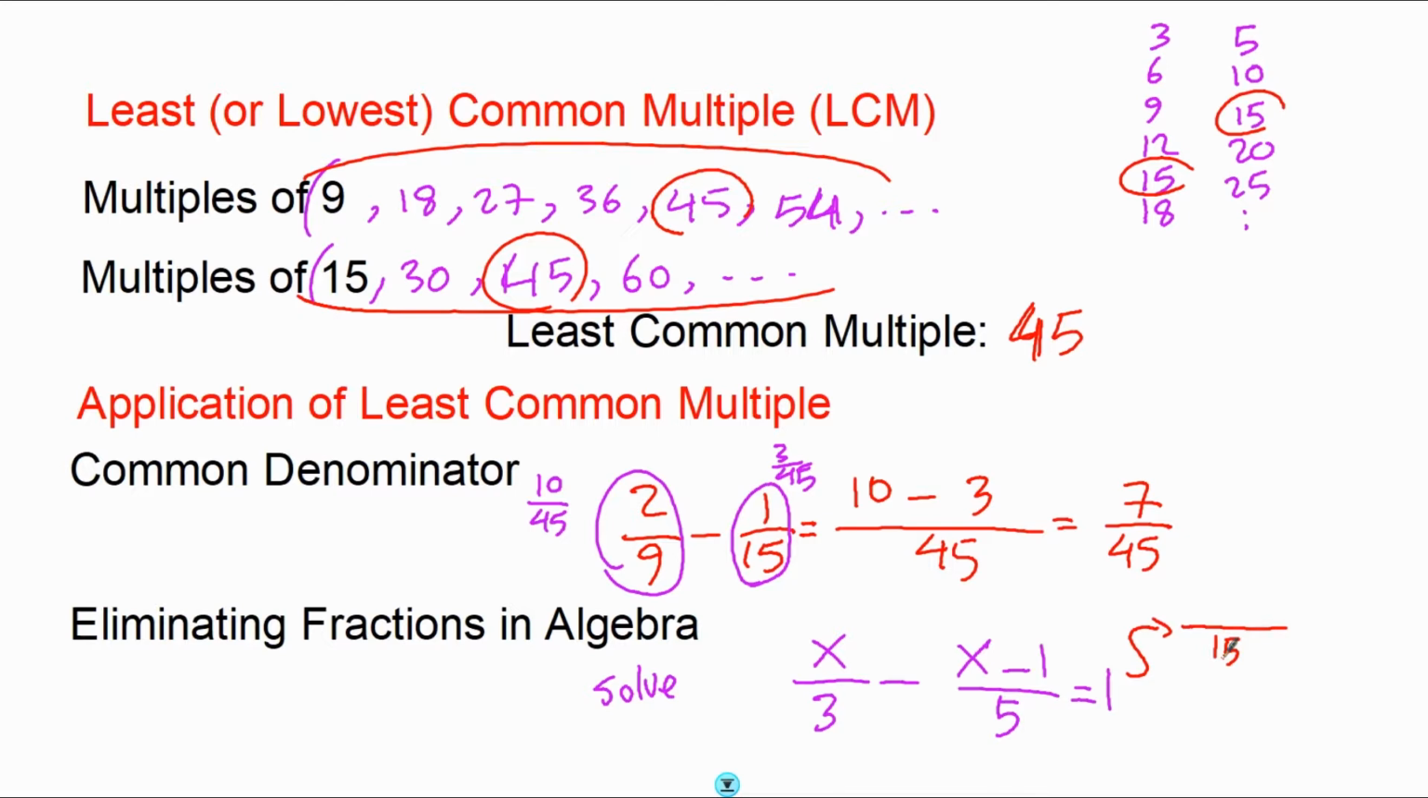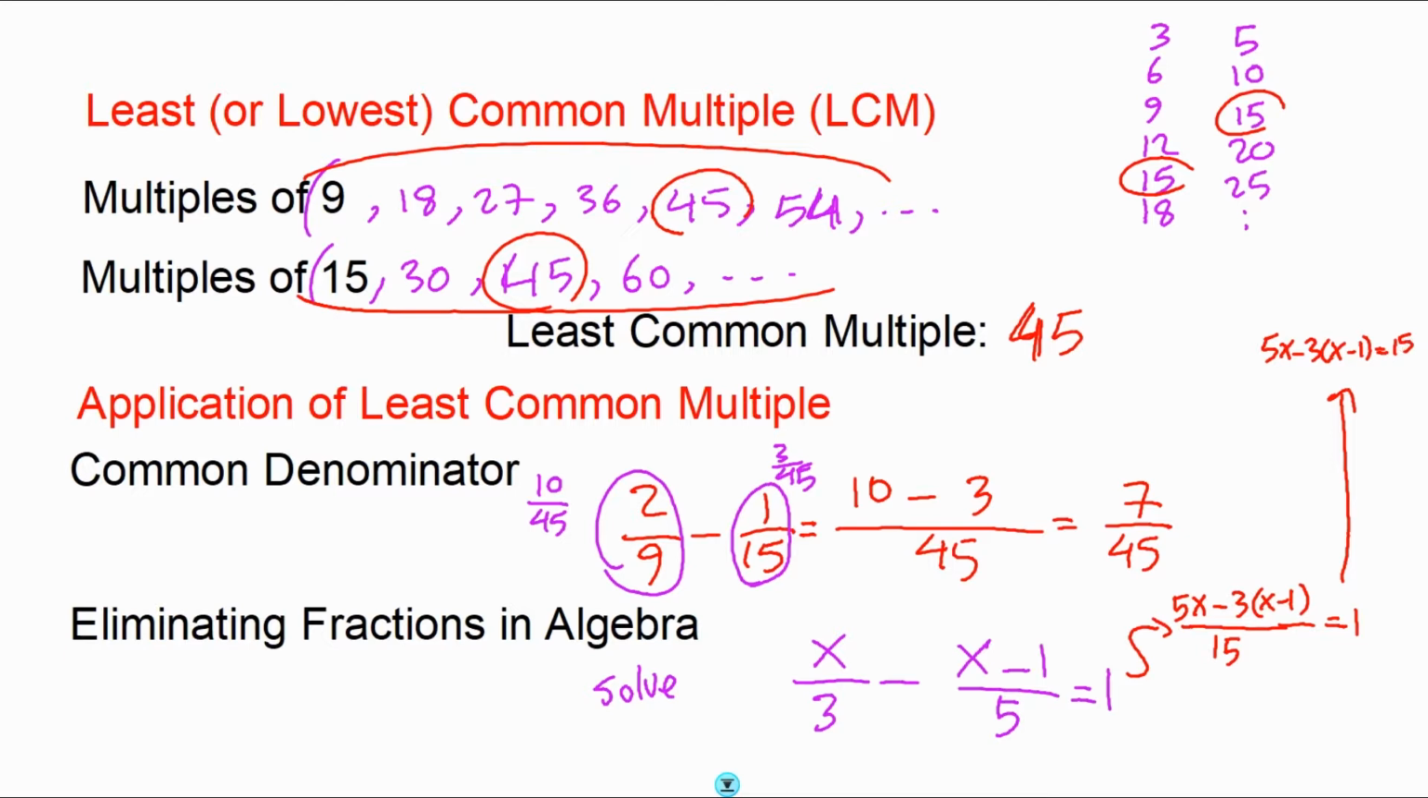5 times x would be 5x, minus 15 divided by 5 is 3. 3 times x minus 1 would be minus 3 times x minus 1. And that is equal to 1. And we continue solving this by multiplying both sides by 15, and that would result in 5x minus 3 times x minus 1 equals 15.